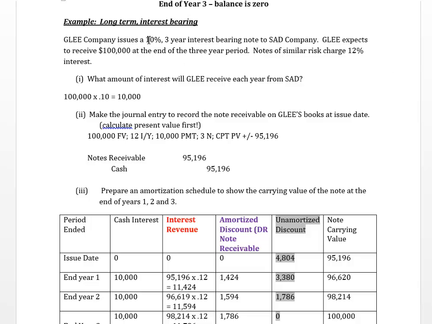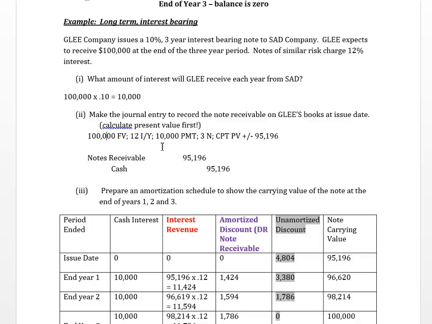We expect to get 10% back, which is 10% of 100,000, and we expect to get the amount paid back in full at the end of 3 years. And from SAD's perspective, if it's a 10% note and they would have to charge 12% normally, then SAD is getting a deal. So SAD's probably going to do this deal with Glee, and if they did, we have to calculate that present value of the note, so that we know how much to record it by, and we have all the information that we need to do that.